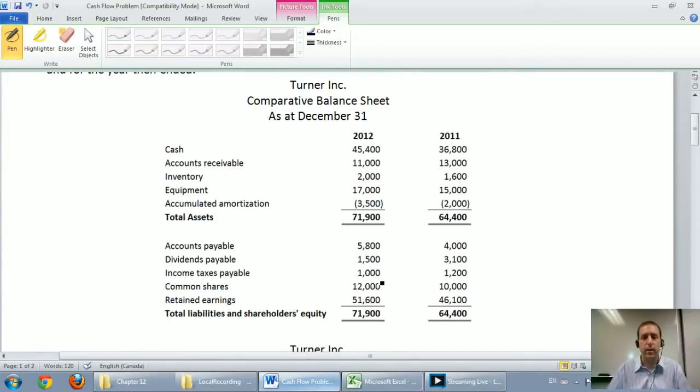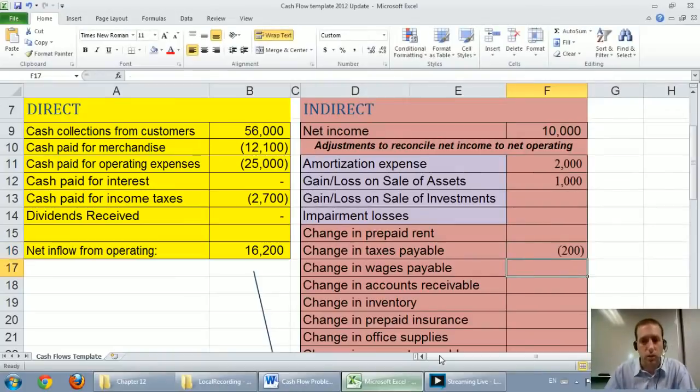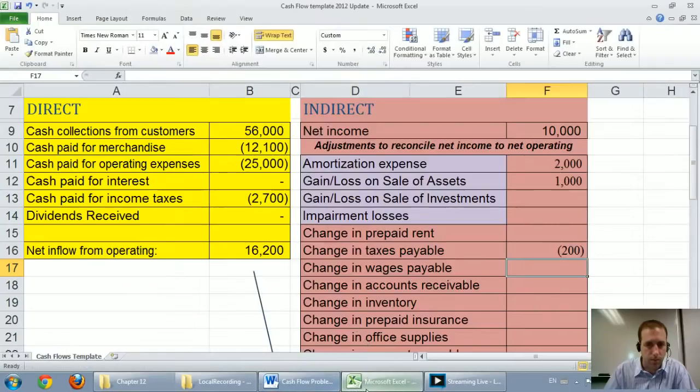Why was that? Well, taxes payable goes down because you pay your taxes. So that $200 that it went down is bad for your cash. I mean, it might be good for your standing with the government to pay your taxes, but it's bad for your pocketbook. You cost yourself $200. So this is a negative $200 impact on cash. Wages payable, we don't have it. Accounts receivable we have though.